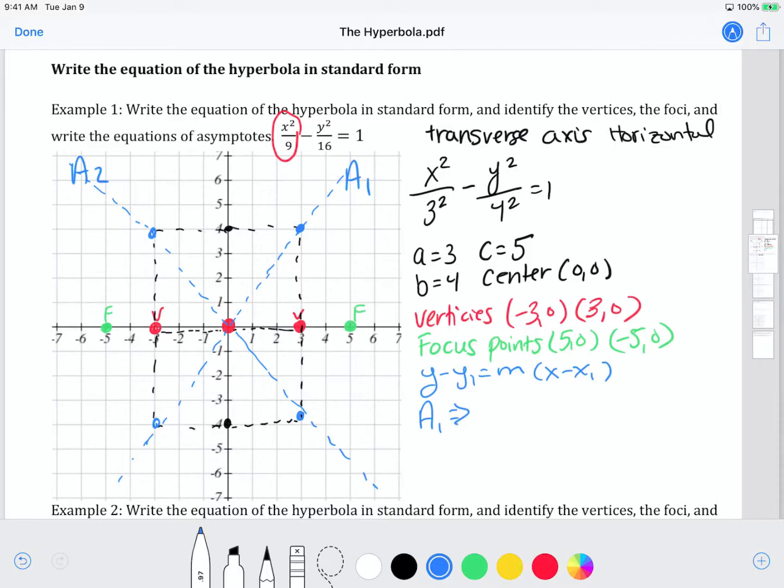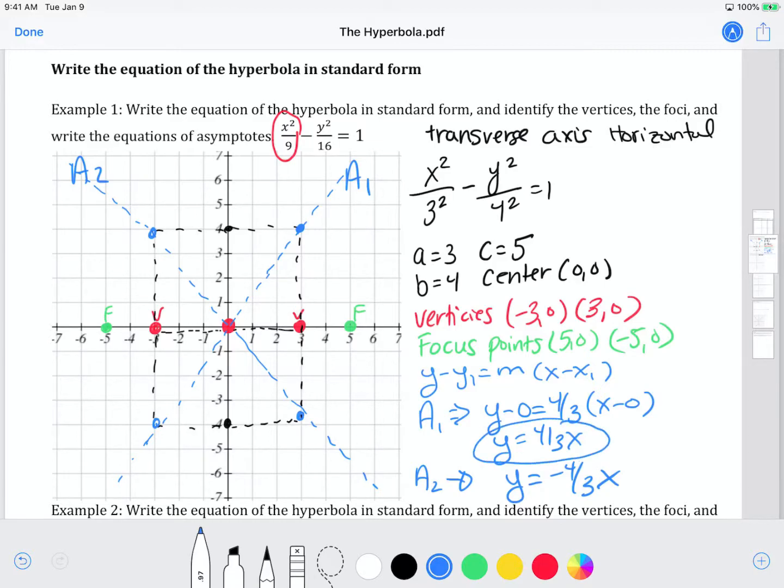So I'm going to have y minus 0 is equal to positive 4/3 times x minus 0. And then if I want, I can rewrite it as y minus 0, which is just nothing, is equal to 4/3 x, and then minus nothing is just 0. I don't have to write that in. And then for A2, it's the same thing. I've got to go down 4 and over 3. So my slope for that line would be negative 4/3. So my two asymptotes are going to be y equals 4/3 x and y equals negative 4/3 x.